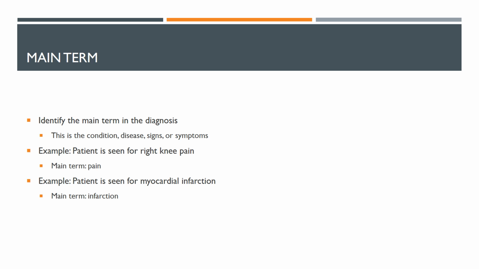For example, a patient is seen for right knee pain. You wouldn't look under the word knee, it would direct you to see condition. This is not the word condition, but the condition of the knee. What is wrong with it? In this situation, it is pain.